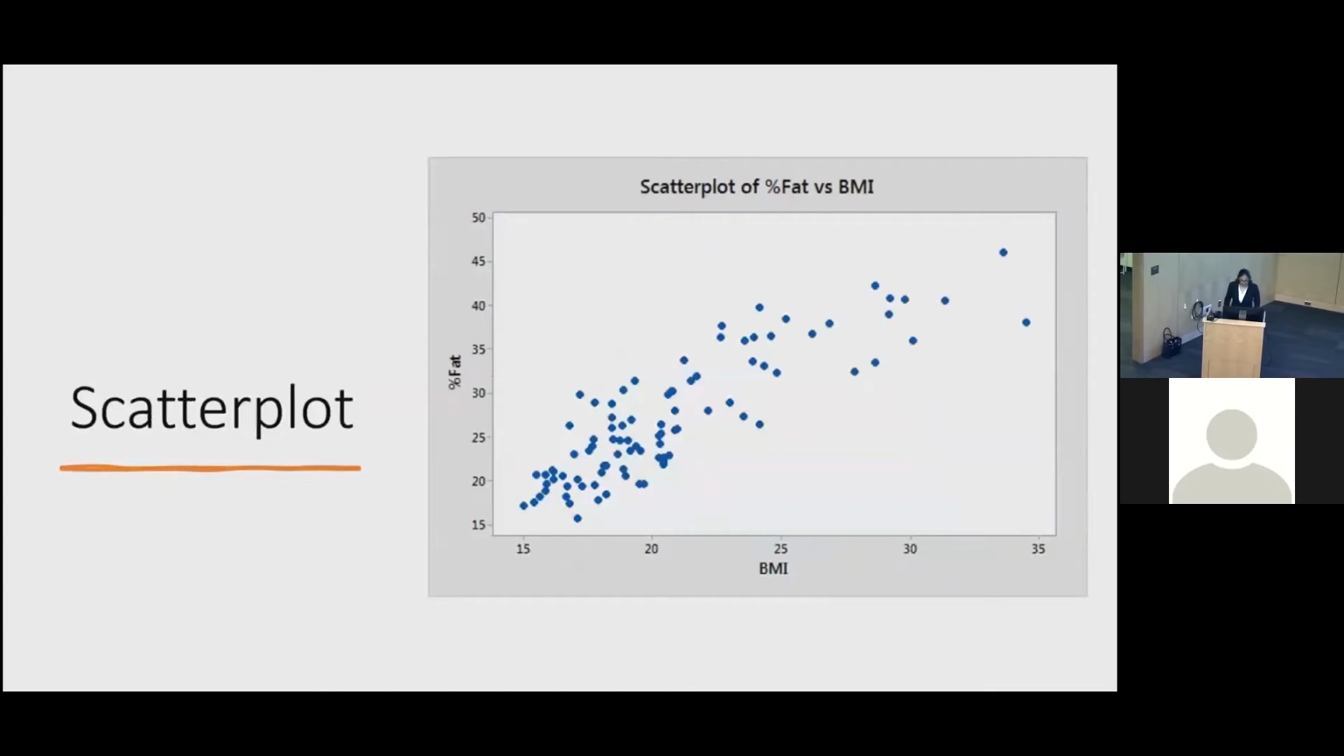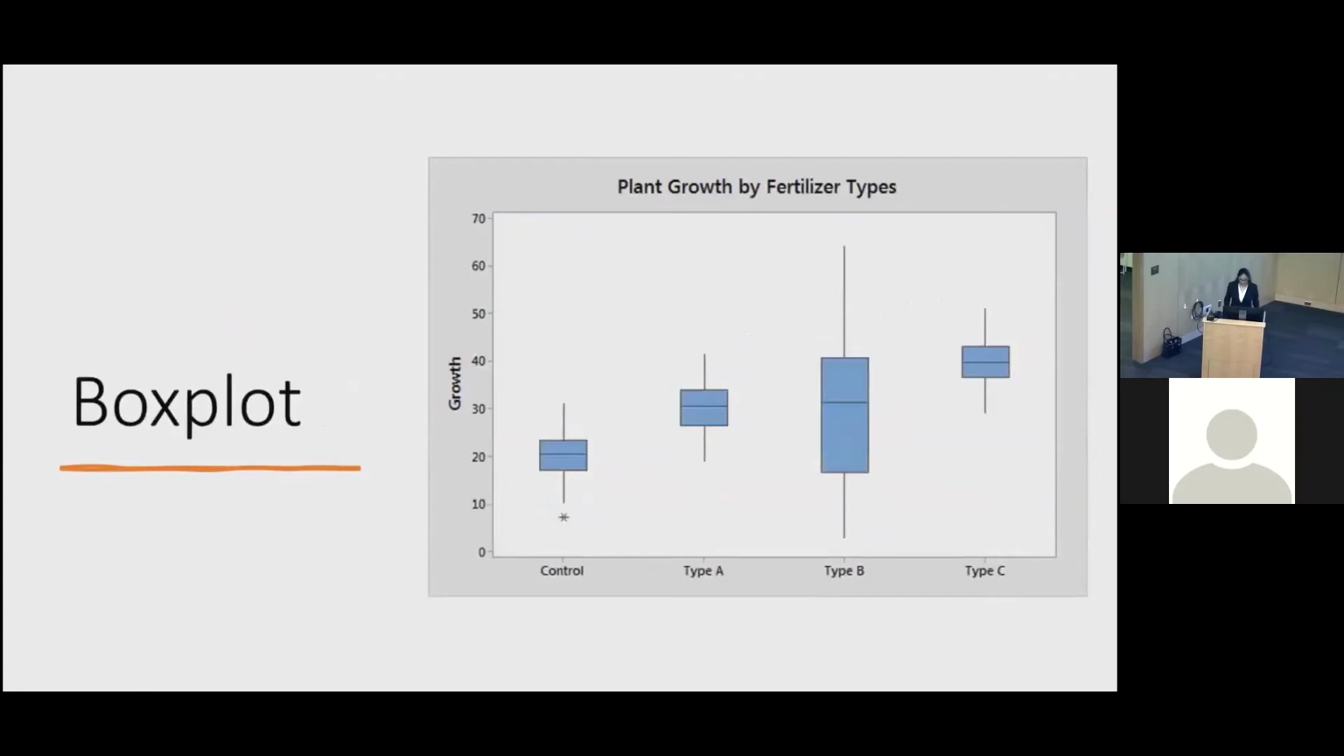Here's a scatter plot. When you have two continuous variables, you can graph them using a scatter plot. The scatter plot here shows how the body fat percentage tends to increase as BMI increases. Okay, so when you have continuous variables that are divided into groups, you can use a box plot to display the central tendency and spread of each group. For example, fertilizer C here is associated with the highest plant growth, while type B produces the greatest variability.